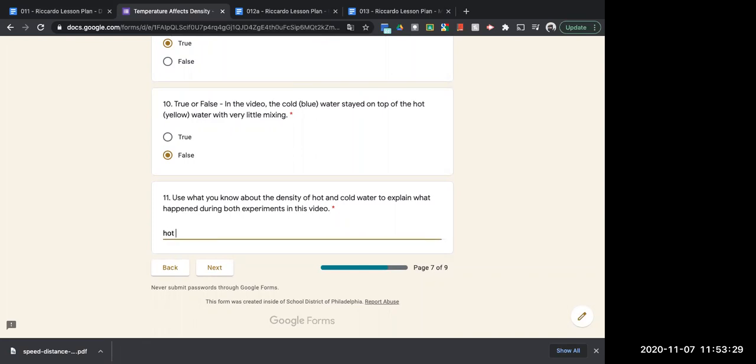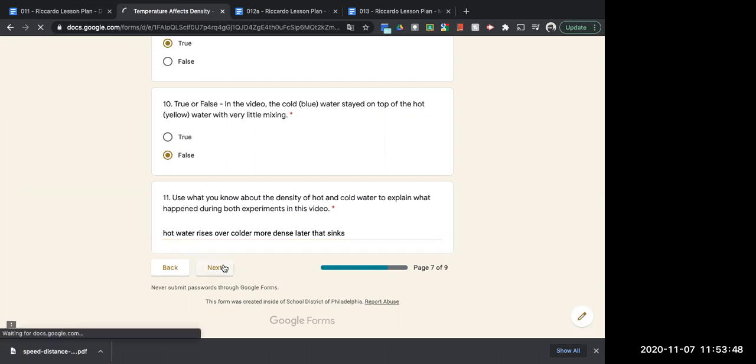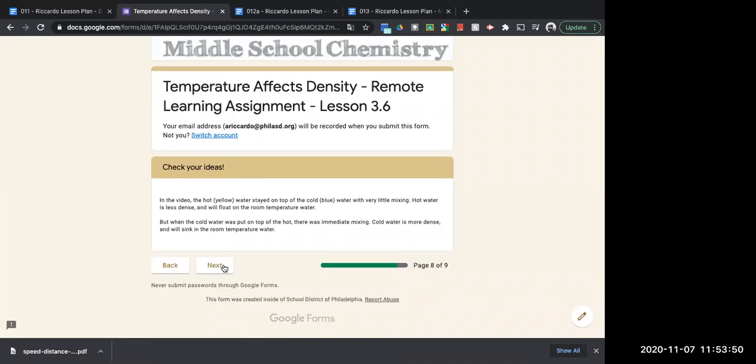Use what you know about the density of hot and cold to explain what happened during both experiments. Hot water rises over colder, more dense water that sinks. That's why hot water stays on top. Yeah, that's about right. Yep. Cool.